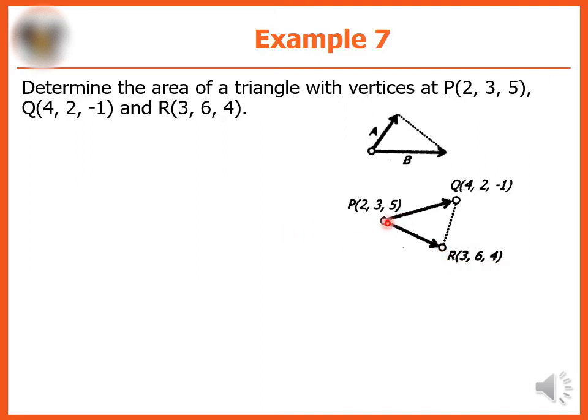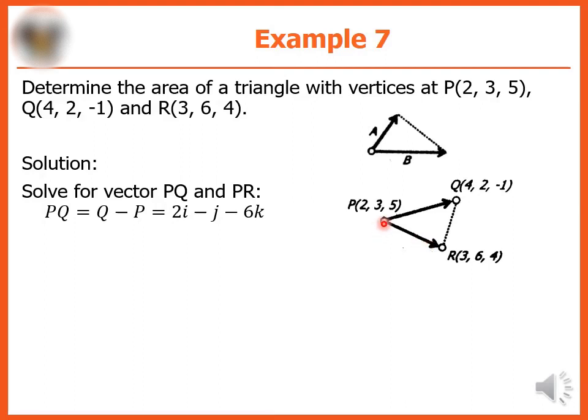First, we're going to solve for vector A and vector B. In doing that, we're going to solve for the vectors PQ and PR. Vector PQ is Q minus P. So 4 minus 2, you have 2i. 2 minus 3, that is negative j. And then negative 1 minus 5, that is negative 6k.